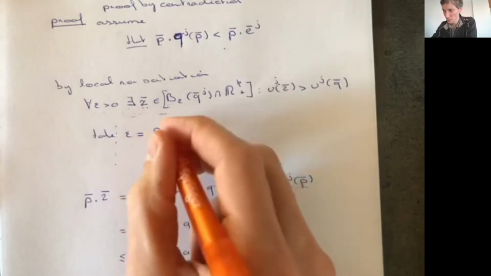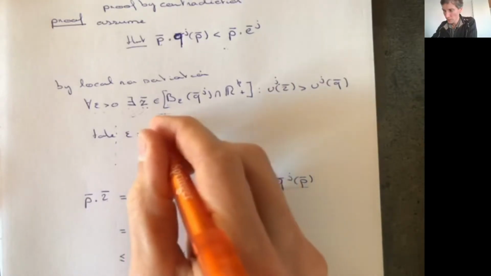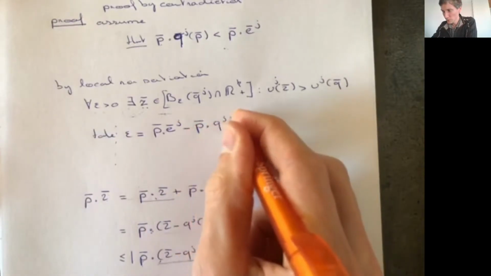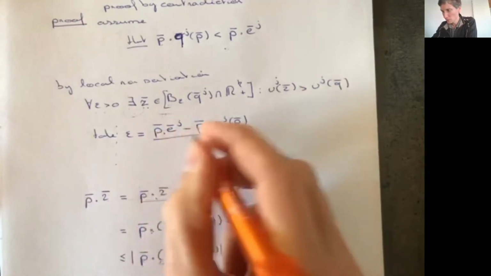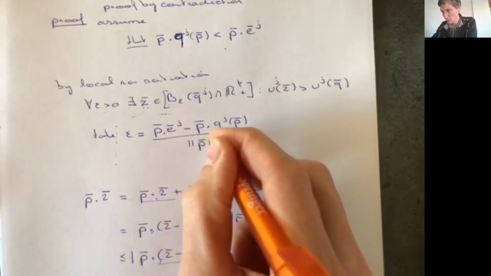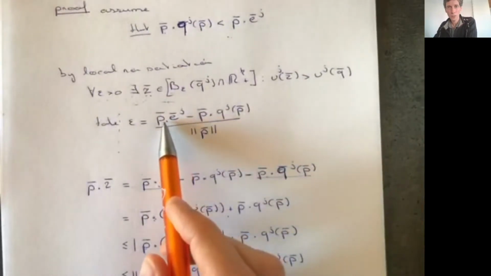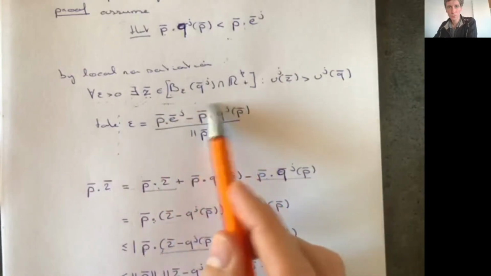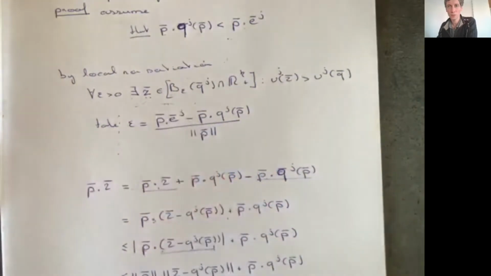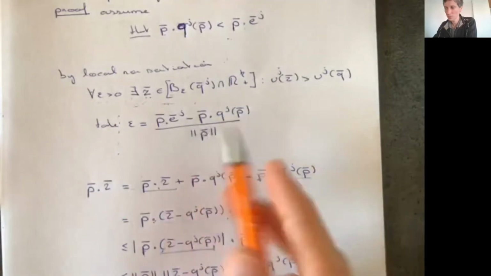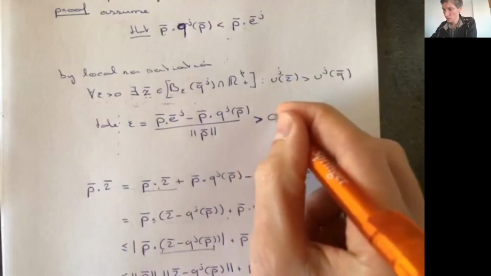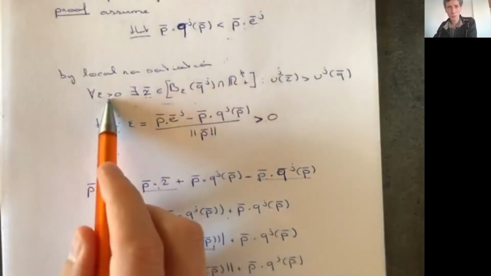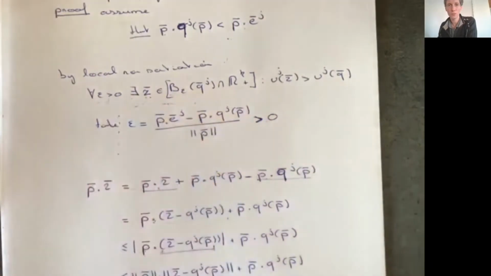Right, so this is P times EJ minus P times QJ of P divided by the norm of P. And what do we have? Well, this is strictly bigger than this, right? So this is strictly positive. The norm of P is in R^K_{++}, so it's also strictly positive. So we know that this is strictly positive. So this is indeed a good value for epsilon, an allowed value for epsilon.